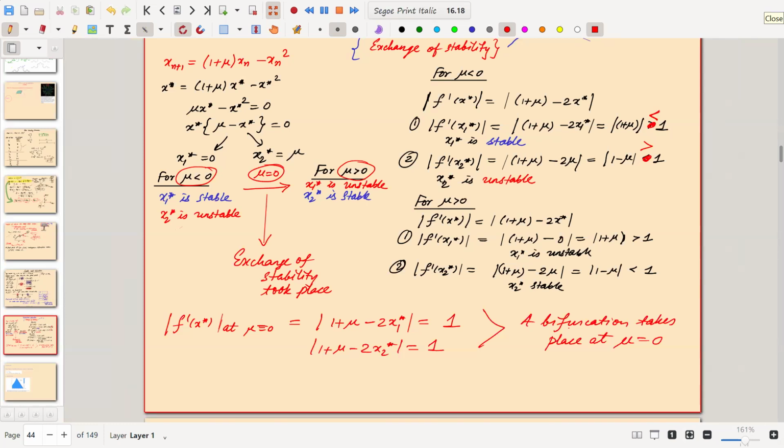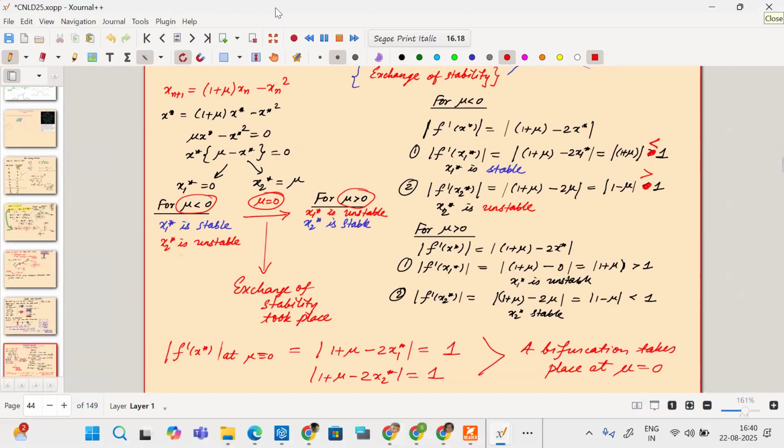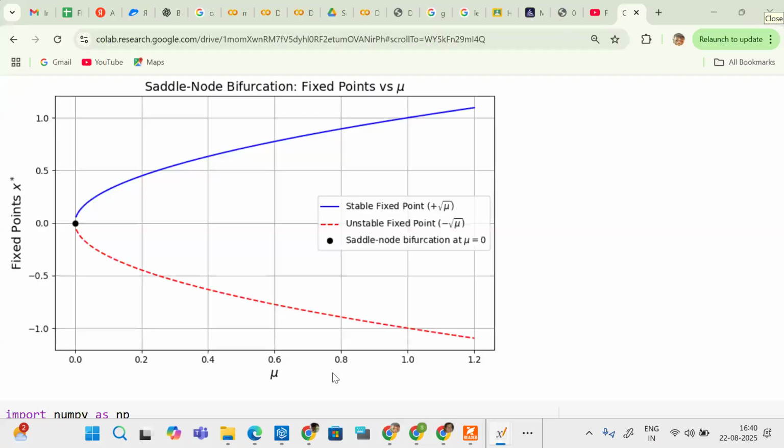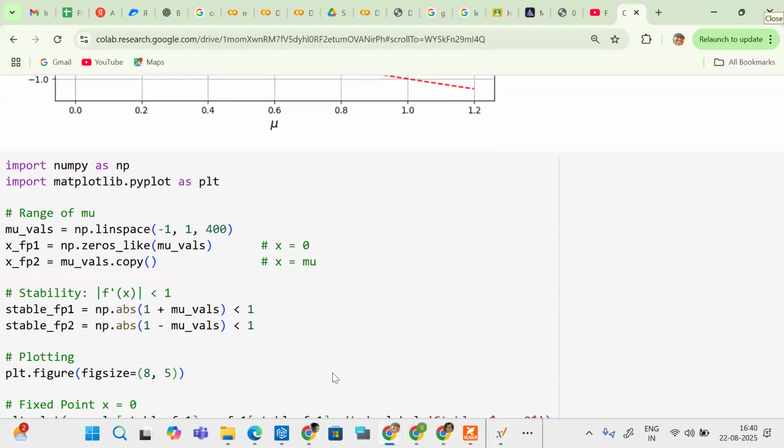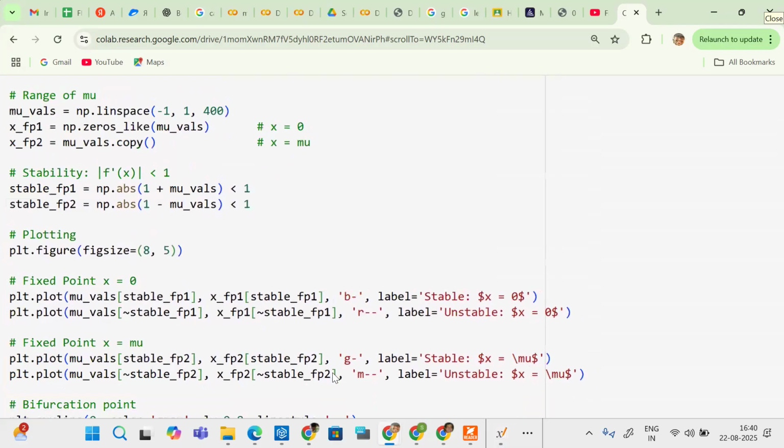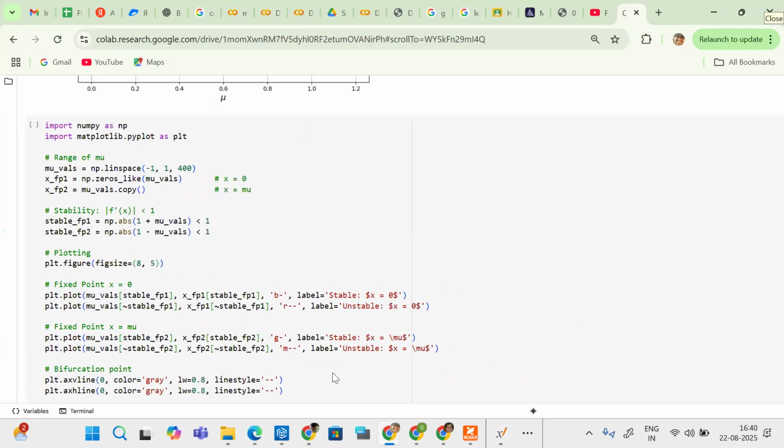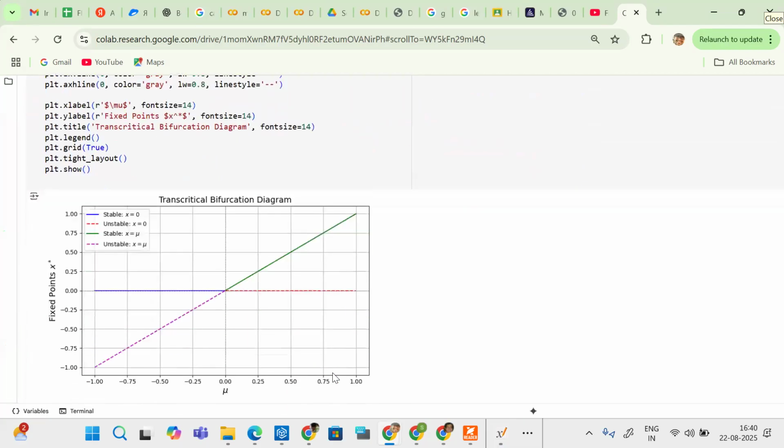This is a transcritical bifurcation. Okay, fine. Ready? Shall we see this transcritical bifurcation again in Python? Okay, we'll see this in Python working. So we'll try to see this. The same function I am taking, what I have shown you. And what I'm trying to do here, you can see, is this case.